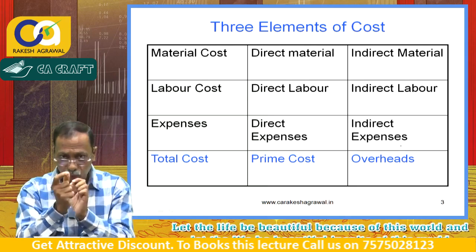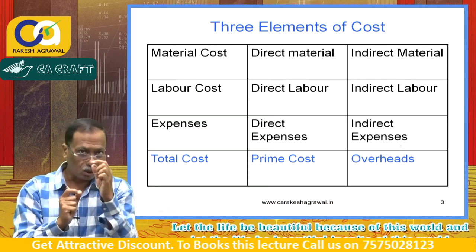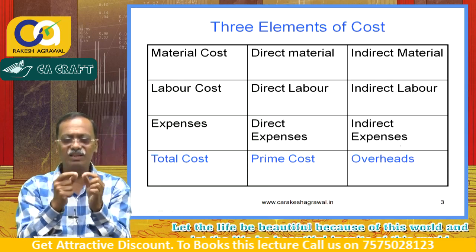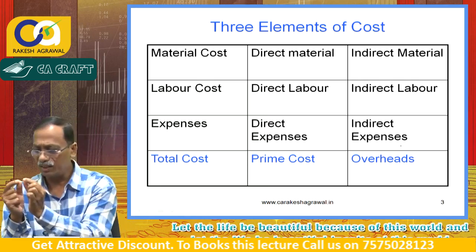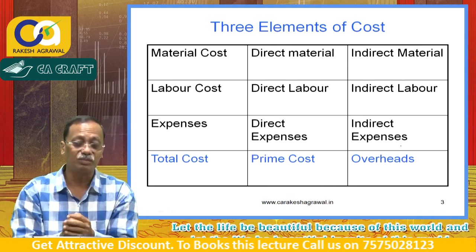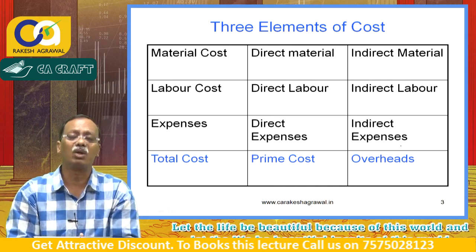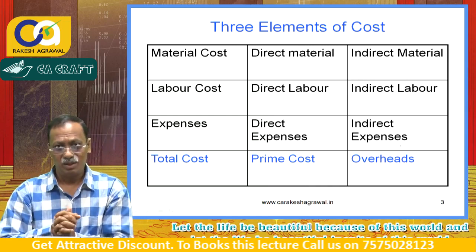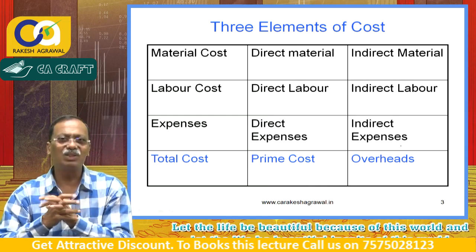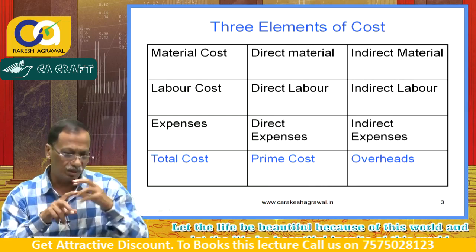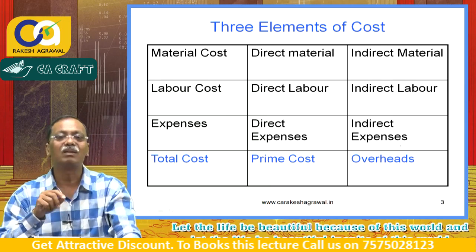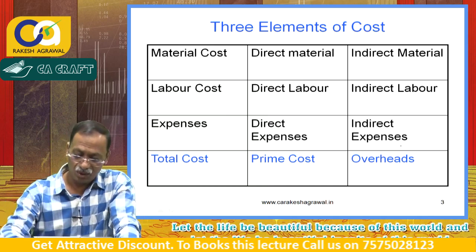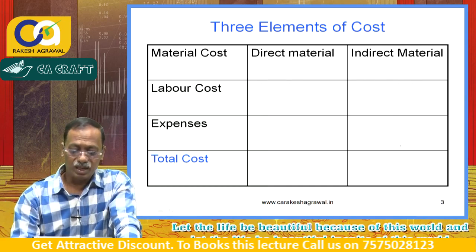Now if there is a one-to-one relationship between cost object and the cost incurred, where you can very easily correlate that this much cost is incurred for this cost object, then it is called direct cost. If the cost is incurred, but there is no direct relationship between the cost and the cost object, then we may call it indirect cost. So let's take these examples.